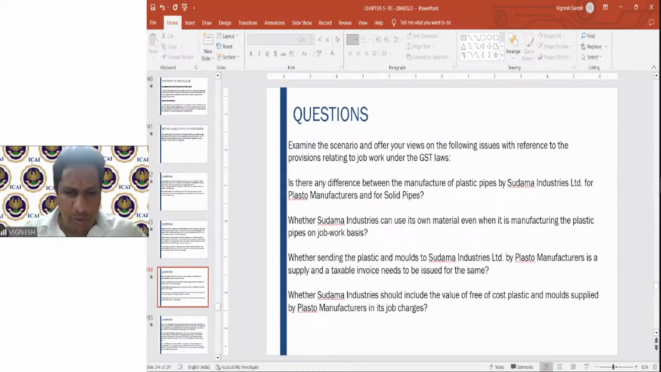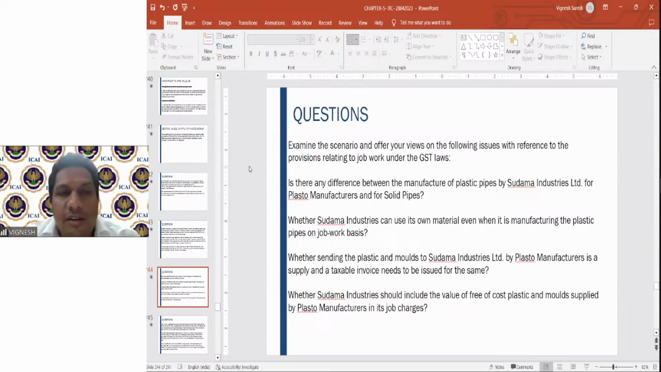If you want to go through the problem, it is there in your job work study material. Job work study material, everyone. You have to go to page number, one second, page number 16.19. Okay, 16.19. If you have the study material, please go through that. These are all the questions that are asked.